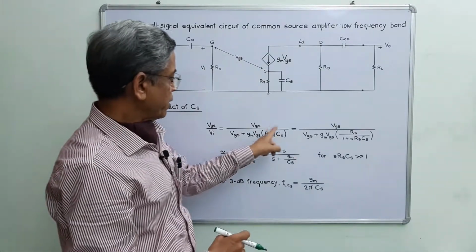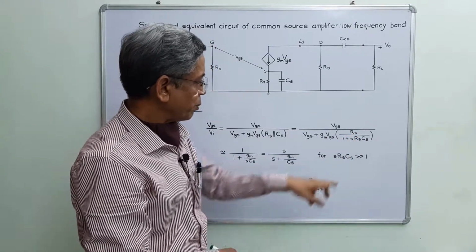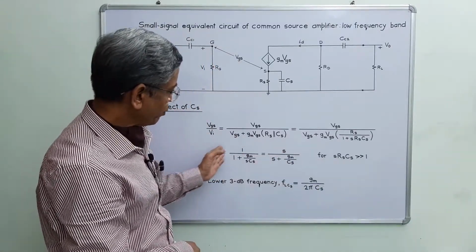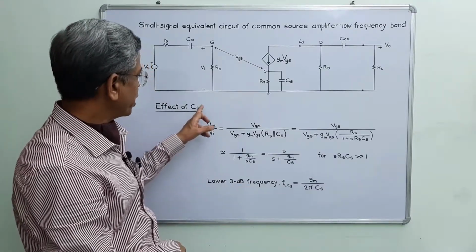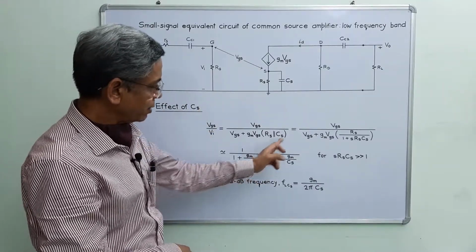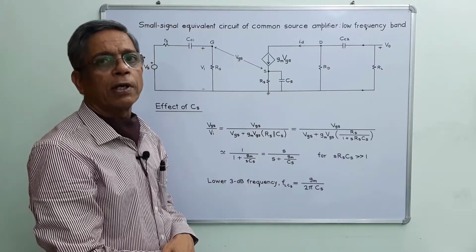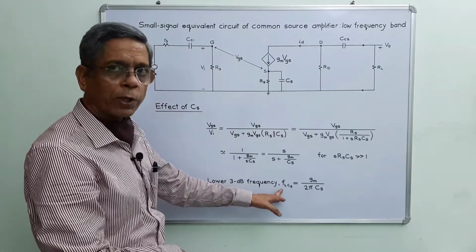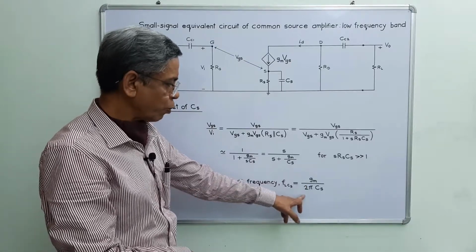Now, after opening the bracket, we get this function, and by utilizing this inequality, we get a very simplified expression for the transfer function corresponding to bypass capacitor CS. And this is again a very familiar transfer function for a first order high pass network. We can write the lower 3dB frequency FL corresponding to bypass capacitor CS, which is equal to GM by 2 pi CS.